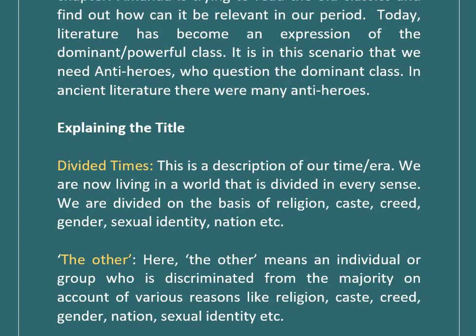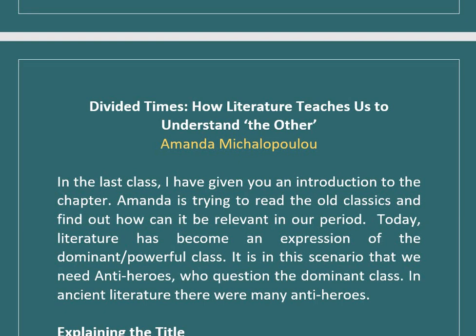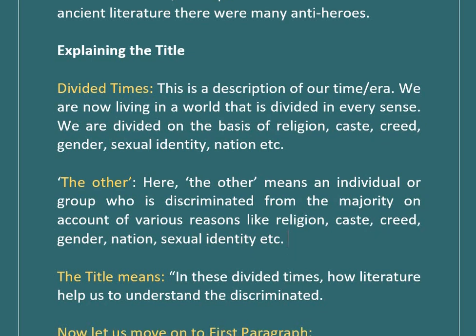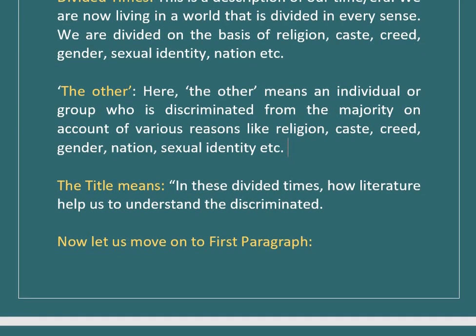Now, the other: you can see that the other is put within inverted commas. Other here means an individual or group who is discriminated against by the majority on account of various reasons like religion, caste, creed, gender, nation, sexual identity, etc. So the other means a person or a group who does not belong to the majority and is moved to the edges or sidelined on account of reasons like these. So the meaning of the title is: in these divided times, how literature helps us to understand the discriminated. That is what the title means.